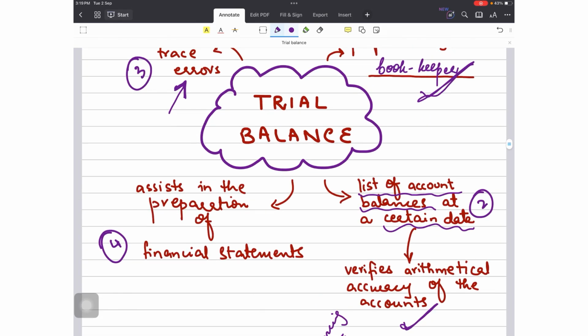And lastly, the reason for preparing a trial balance is also that it assists in the preparation of financial statements. As it is a list of account balances, it shows all the accounts that the business has, and those accounts will of course go in either the income statement or the statement of financial position. So it gives the account balances at a glance. So it assists in the preparation of financial statements. It is vital that we prepare the trial balance before preparing our financial statements, right?